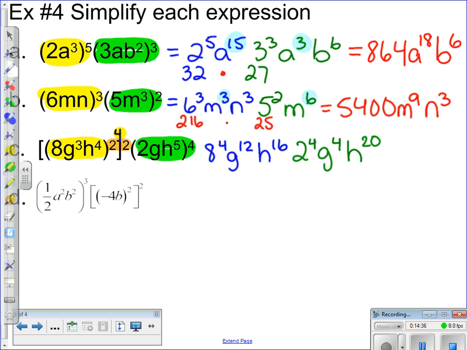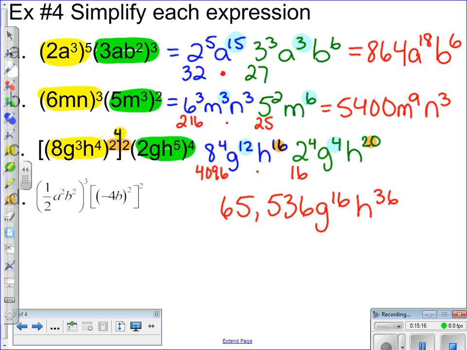I'll use my calculator to figure out 8 to the 4th power. That's 4,096. 2 to the 4th, of course, is 16. I'm going to multiply those 2 numbers together, and I'm going to end up with 65,536. Now I'm going to put my g's together. 12 and 4 will make 16. And my h's will go together. 16 and 20 will make 36. And that's the answer for C.